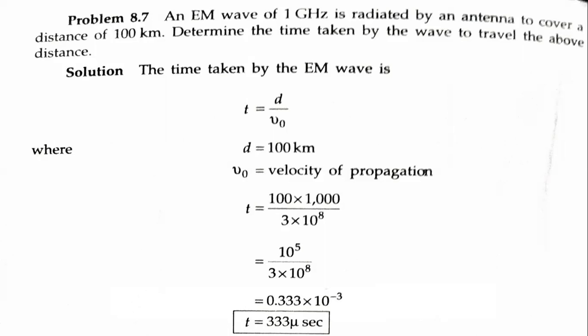In this simple way, we can calculate the time taken by the electromagnetic wave traveling in free space, by knowing the radiated frequency through the antenna and other parameters. The time required depends on the distance and the velocity of propagation. We have calculated 333 microseconds. In this way, we have simplified the numerical on the basis of electromagnetic radiation.